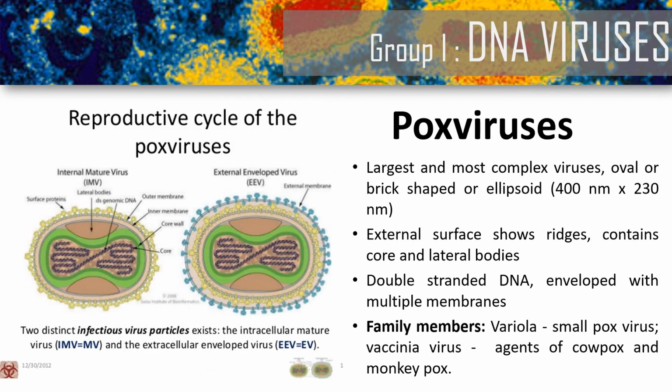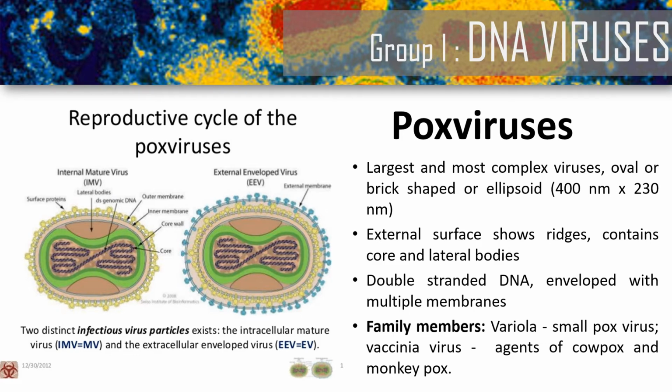So you have your poxvirus, okay, the largest and most complex virus. Okay, they have an oval or brick shape or ellipsoid, around 400 nanometers by 230 nanometers. External surface shows ridges containing core and lateral bodies. So, para siyang dumbbell shape, di ba class? Kita nyo. Dumbbell shape yan. Tapos tinanong sa EUBF nyo, class, what is the dumbbell shape crystal? So, you have your calcium carbonate. Calcium carbonate, di ba? Pag dumbbell shape appearance naman, class, pag virology naman, you have poxviruses.